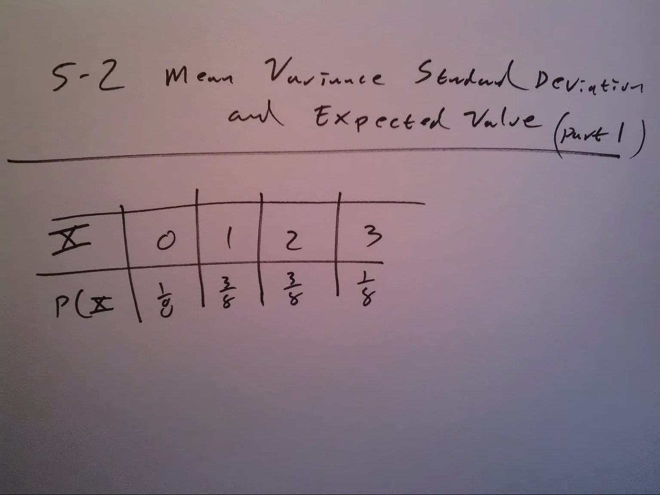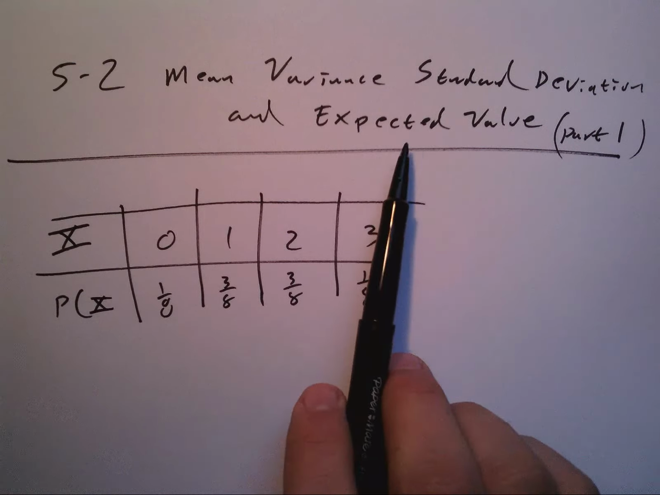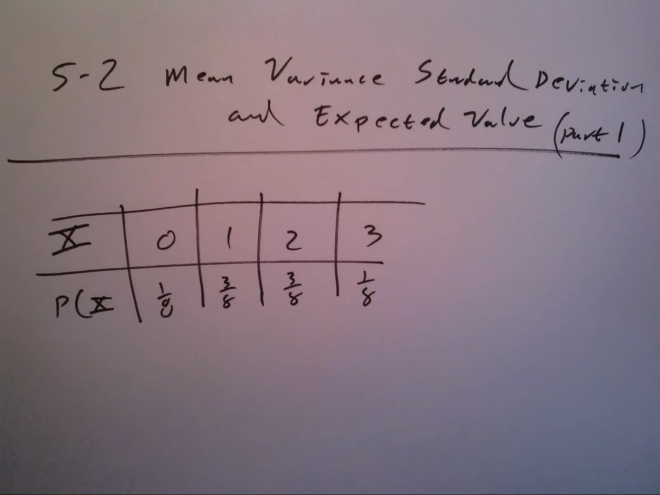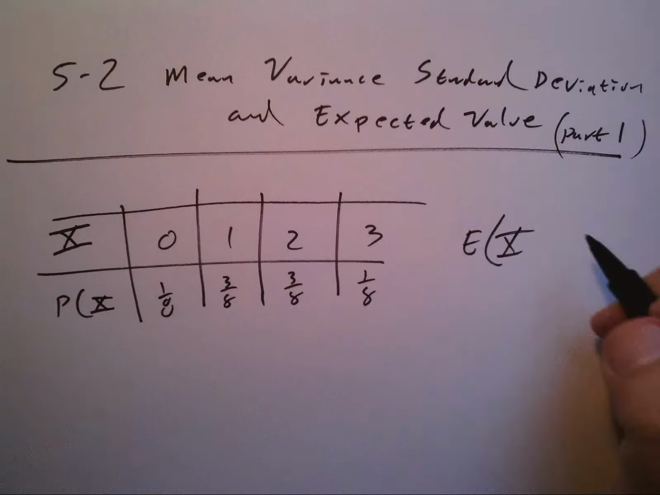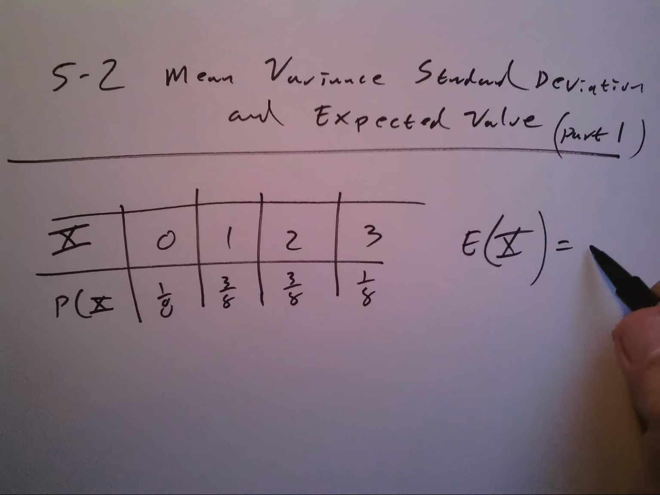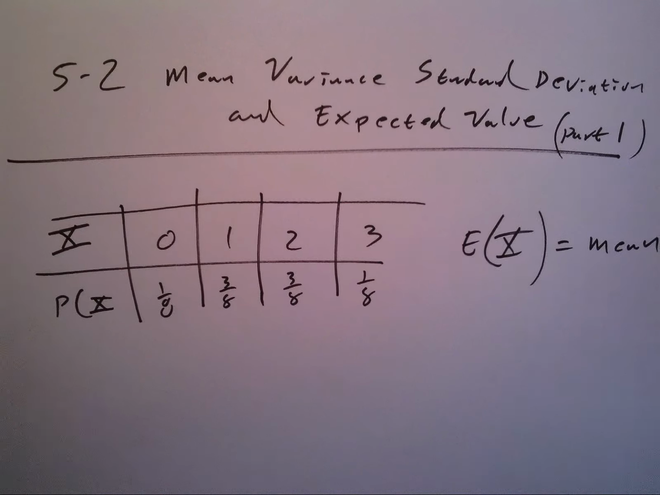Alright, this is 5.2, finding the mean, variance, standard deviation, and expected value of a probability distribution. This is part 1. I'm going to spend a little bit more time talking about expected value in the second video, but what you need to get out of this is the expected value of your probability is equal to the mean. They're the same thing, you find them in the same way.